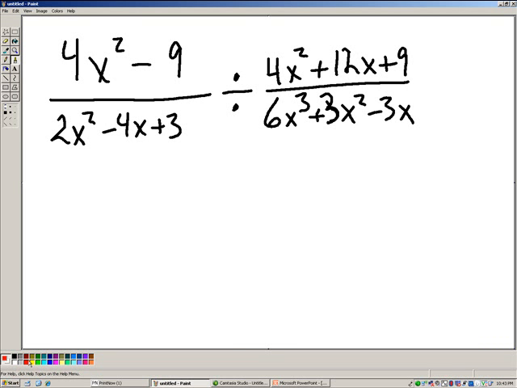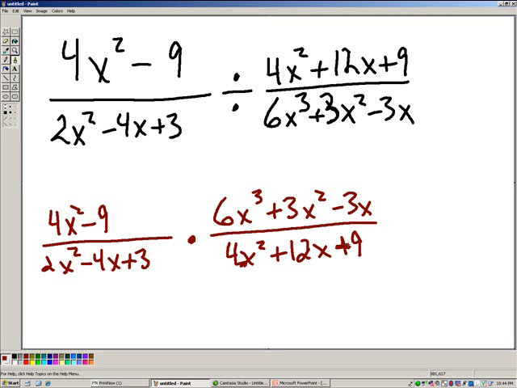Okay, let's look at our procedure. For the dividing of rational expressions, our only procedure is multiply by the reciprocal. So that's going to give us 4x squared minus 9 over 2x squared minus 4x plus 3, exactly what we had before. But now it's going to be times the reciprocal, giving us 6x cubed plus 3x squared minus 3x over 4x squared plus 12x plus 9. Now what do we have? Now we have a multiplication of rational expressions. It's no longer a division problem.